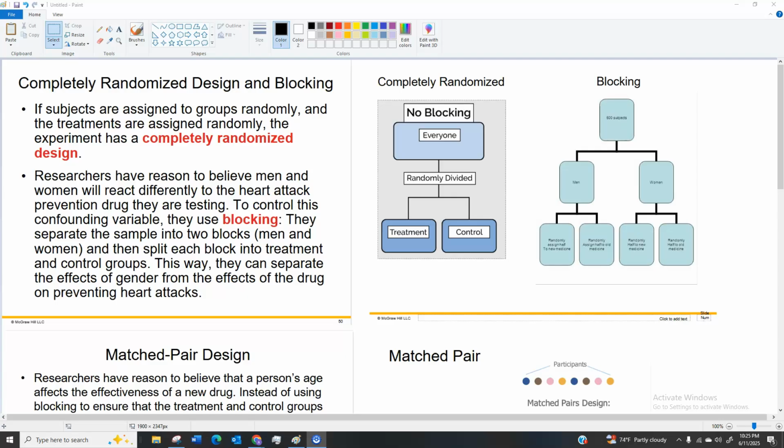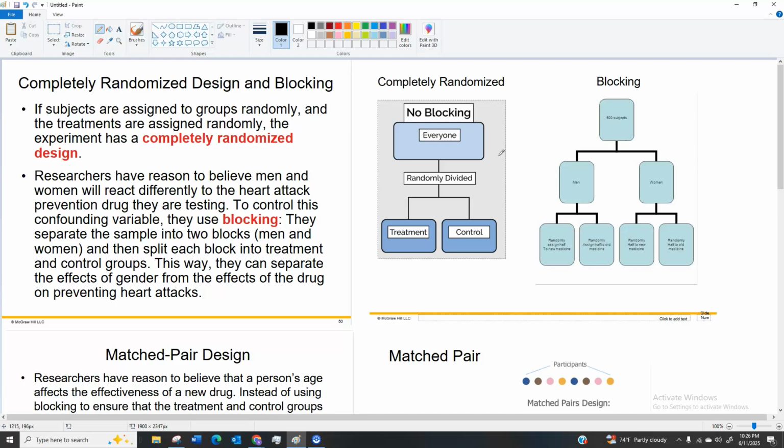The terms we're going to talk about here first are randomized design and blocking, and then matched pair design. When the subjects are assigned to the groups completely randomly, and the treatments are assigned randomly, which is how we were talking about those other groups, that is called a completely randomized experiment. You have everybody that's going to be in the study, and they are randomly divided into 2 groups. You could have more than one treatment group, but in this case, let's say there's a treatment and a control. They're randomly divided and placed into the treatment or the control group. That's considered completely randomized.